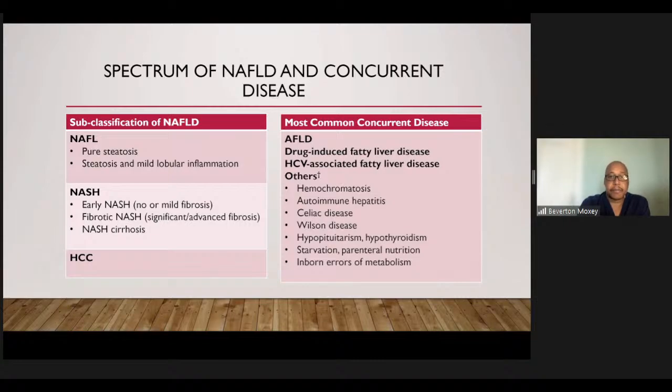When we look at some of the concurrent diseases that can contribute, we see at the top acute fatty liver disease. We have drug-induced fatty liver disease, and we have HCV, which is hepatitis C associated fatty liver disease. And then others are hemochromatosis, autoimmune hepatitis, persons with celiac disease, Wilson's, endocrinopathies, starvation. Parenteral nutrition is also a cause of fatty liver, and inborn errors of metabolism.